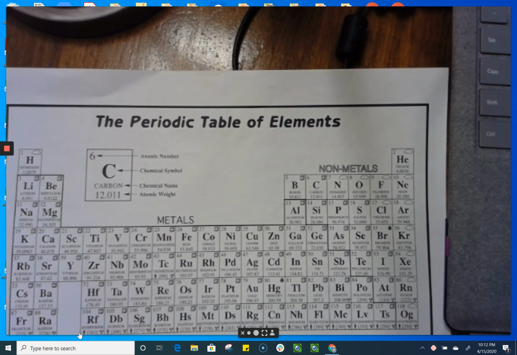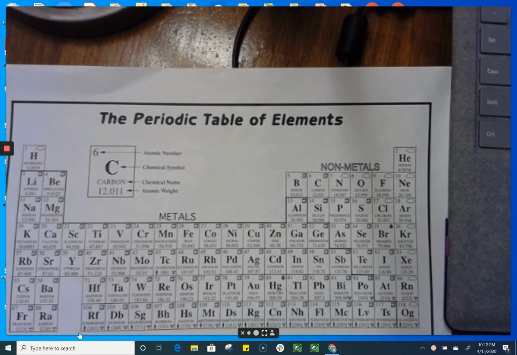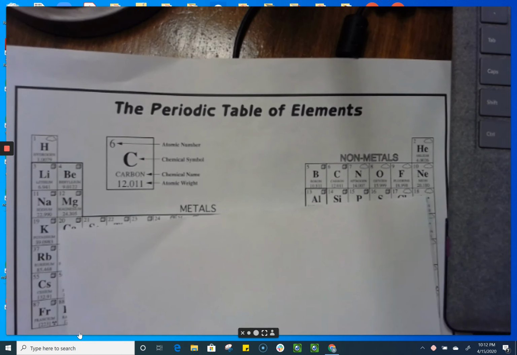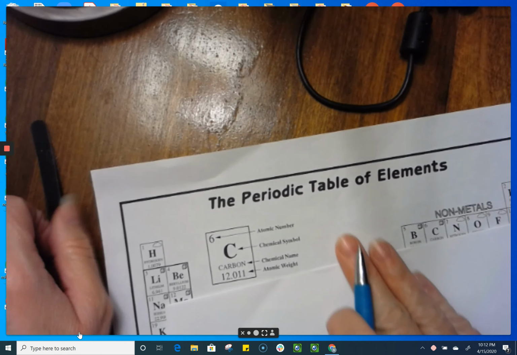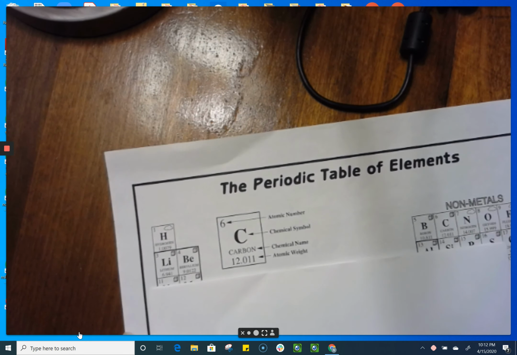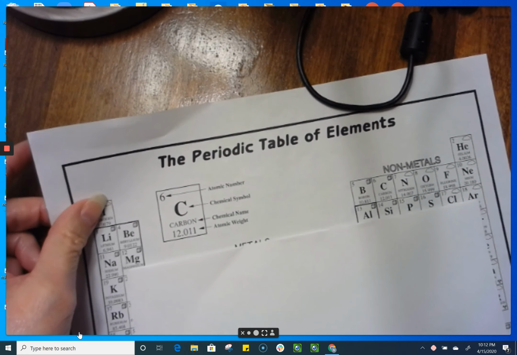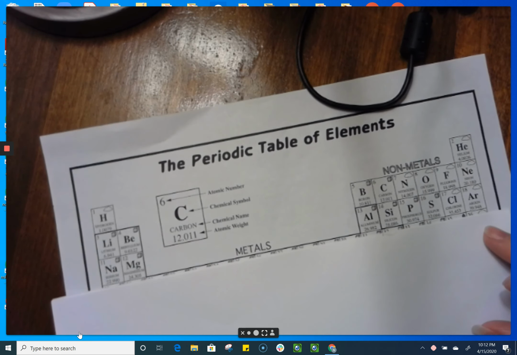So I'm going to switch to this here. I'm going to pick two elements to do this with. I'm going to start with lithium and chlorine. I've been drawing some there already.